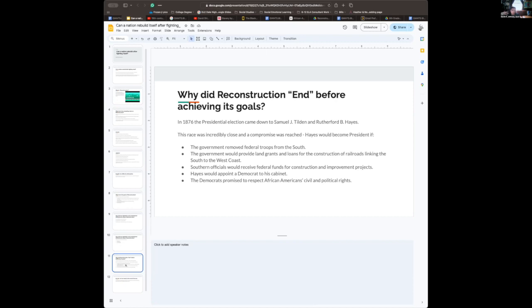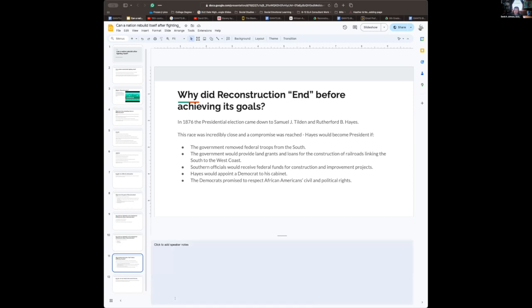When that force that was responsible for enacting and enforcing these new laws was removed, it removed a lot of the pressure from the South to actually follow them, and so problems arose from that as well.